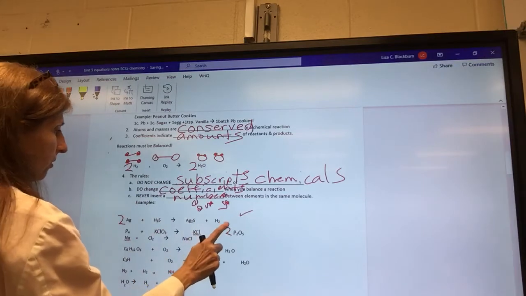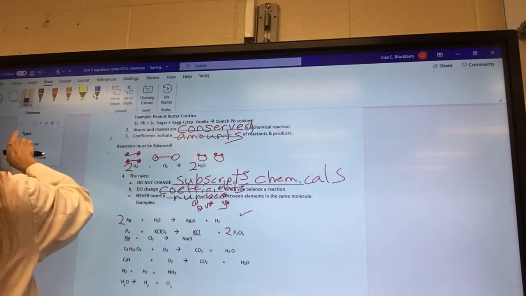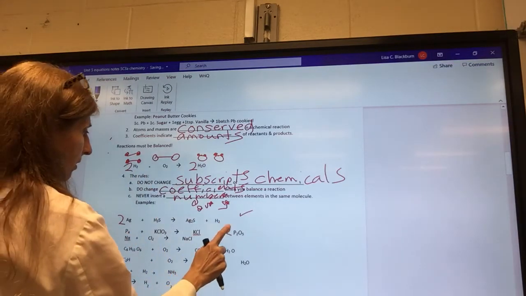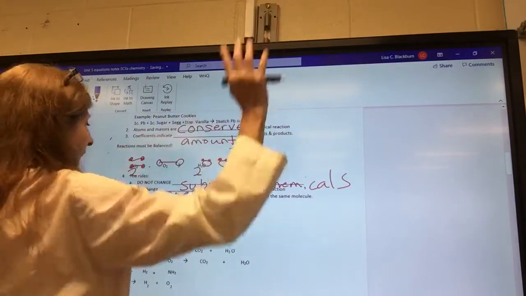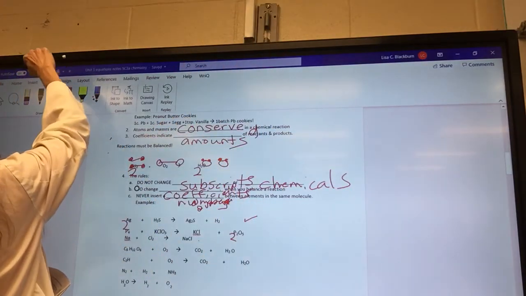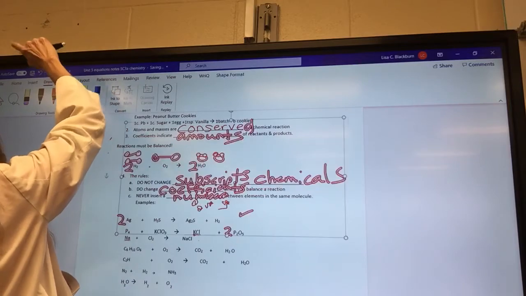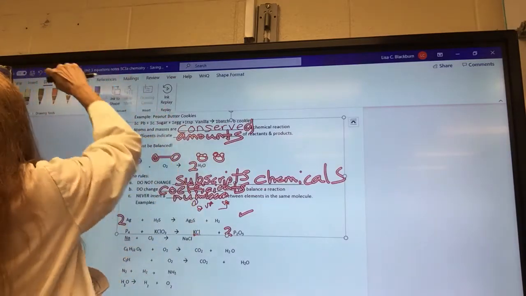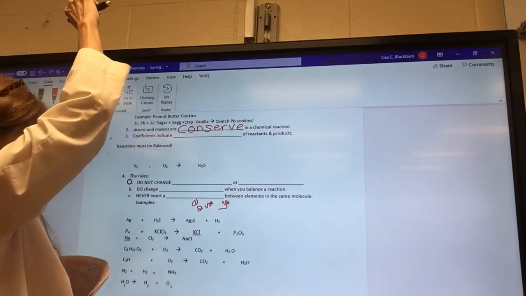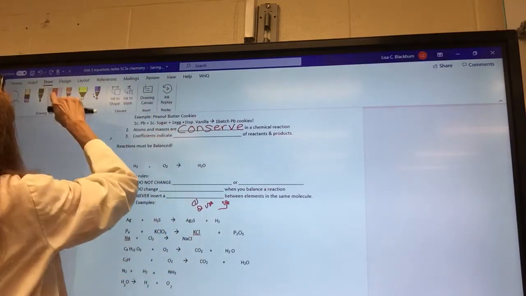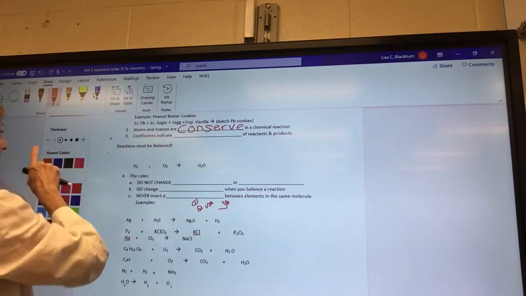Come on, eraser. Come on, eraser. Eraser. So you're the select right now. Oh, okay, yay. Now we can try again.